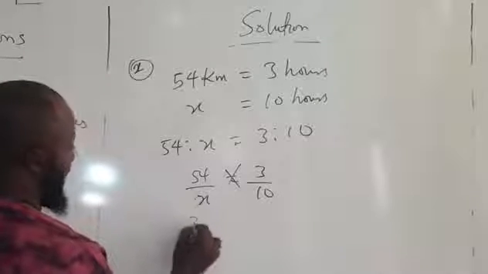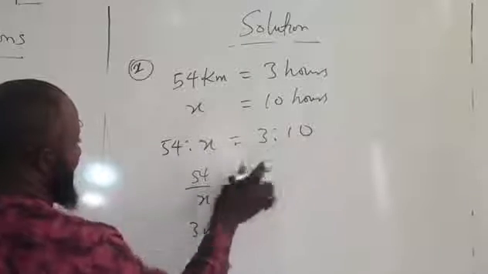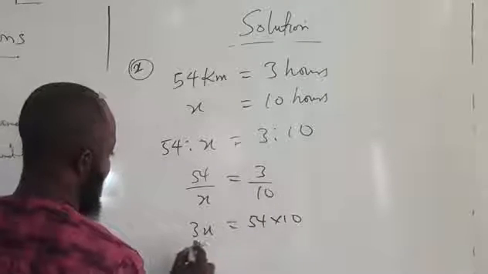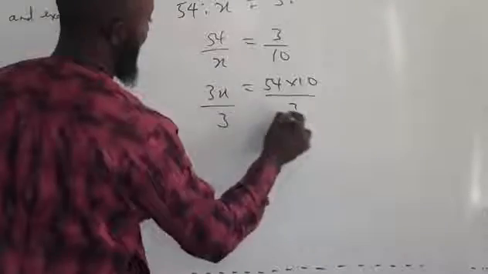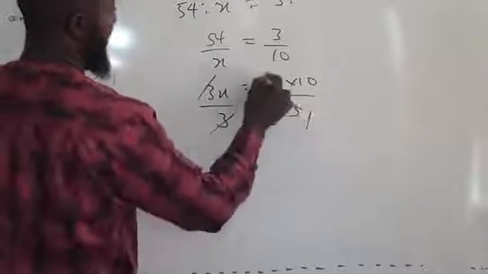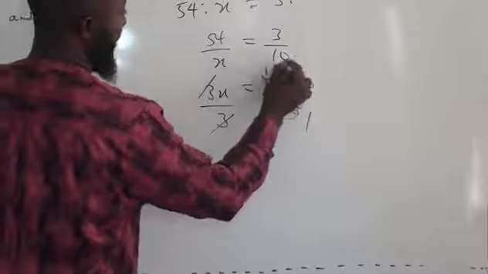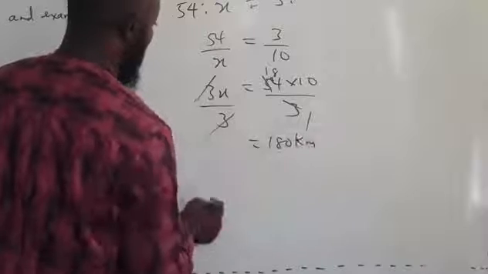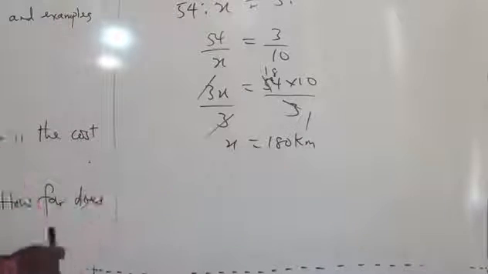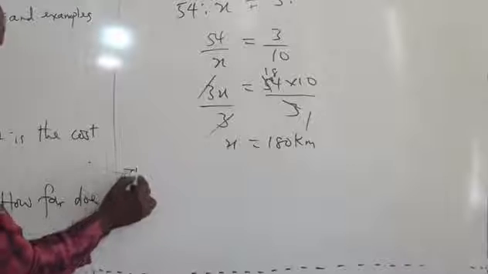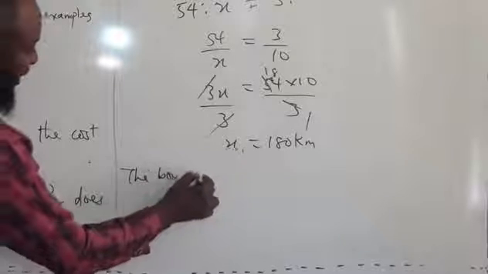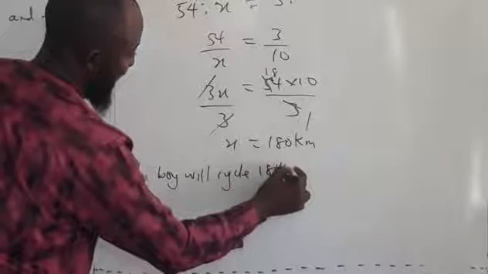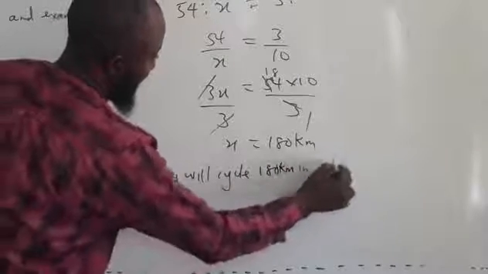When you cross multiply, you have 3x is equal to 54 multiplied by 10. Divide both sides by 3. 3 cancels 3. 3 here 1, 3 here 1, remainder 2 in 24, 8. So we have 180 kilometers. Which means the boy will cycle 180 kilometers in 10 hours.